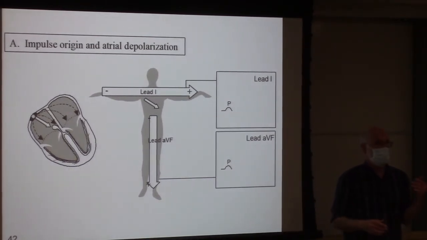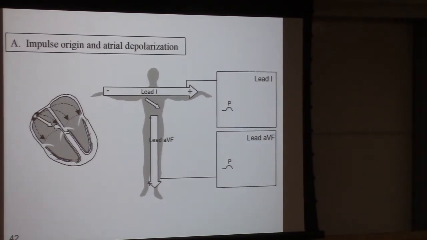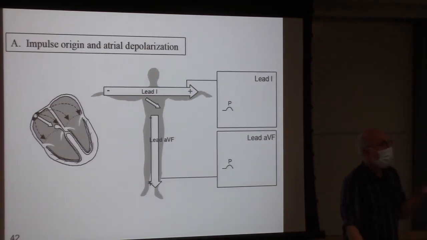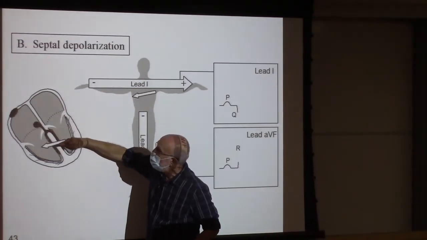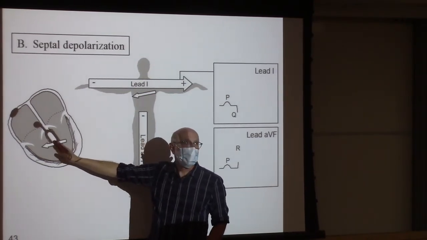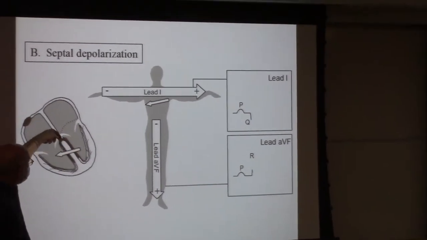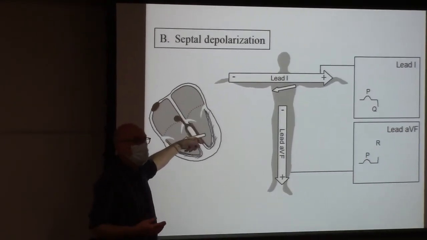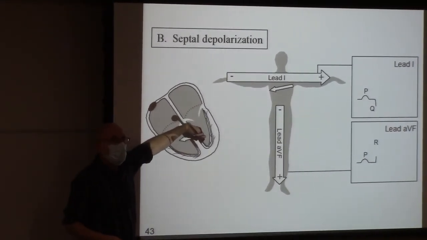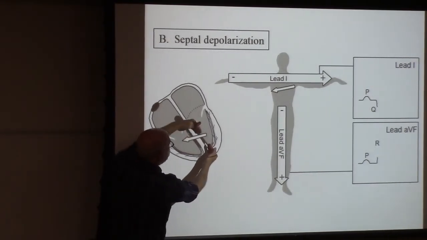What's next? The action potential spreads into the ventricles in a well-organized pattern. So the first spread is into and across the septum. And now the question is, why is this vector not like this? If we're spreading from here to here, why is this vector not like this? It's a technicality. It's because the left bundle branch depolarizes before the right bundle branch, and the depolarization in the septum is actually from left to right.